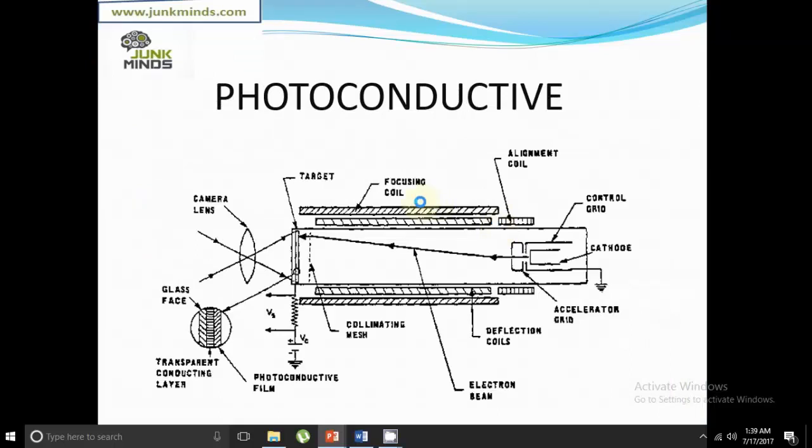Now, talking about photoconductive, the resistance of photoconductive materials drops in the presence of light due to the generation of free charge carriers. An external bias is applied across the material to measure this charge which is formed, and this principle of photoconductivity is used in Vidicon imaging tubes for image acquisition. So this was about photoconductive.